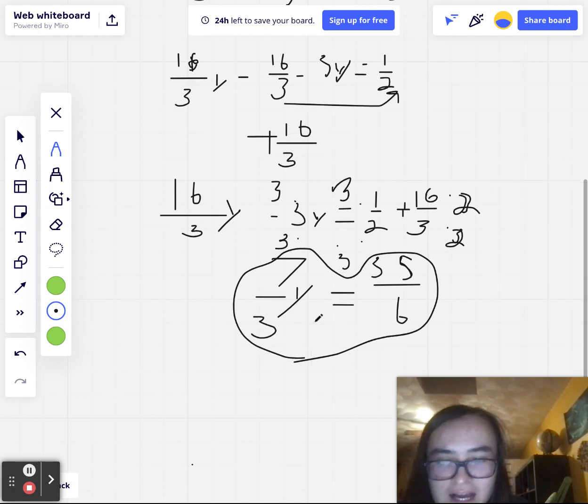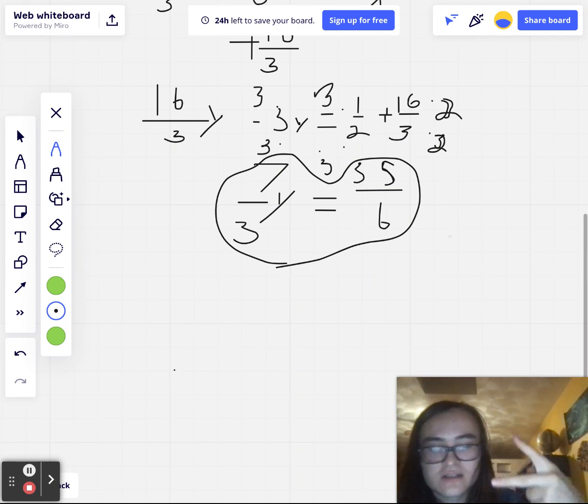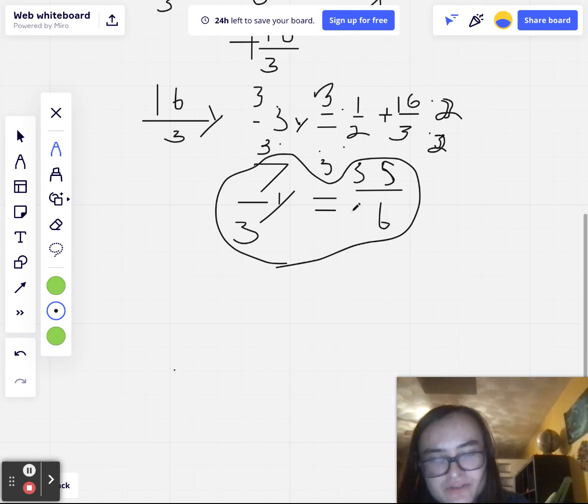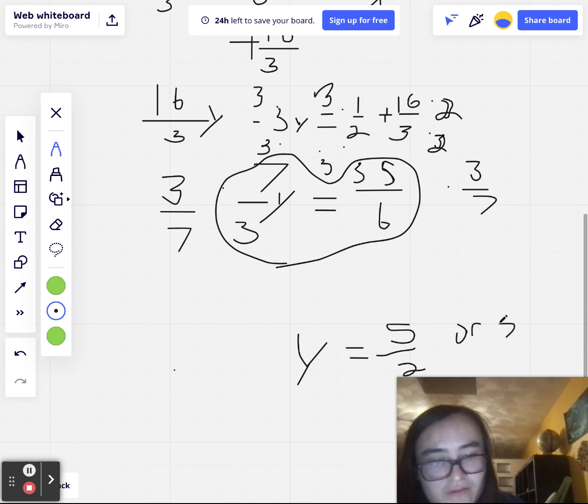Now we just have to divide out 7/3, which is done by multiplying each side by 3/7, because that's how you divide with fractions. You just flip over the 7/3, you get the inverse, and multiply both sides by that. So in this case, 3/7, which will end up yielding an answer of y equals 5/2, or 2.5 if you prefer decimals.